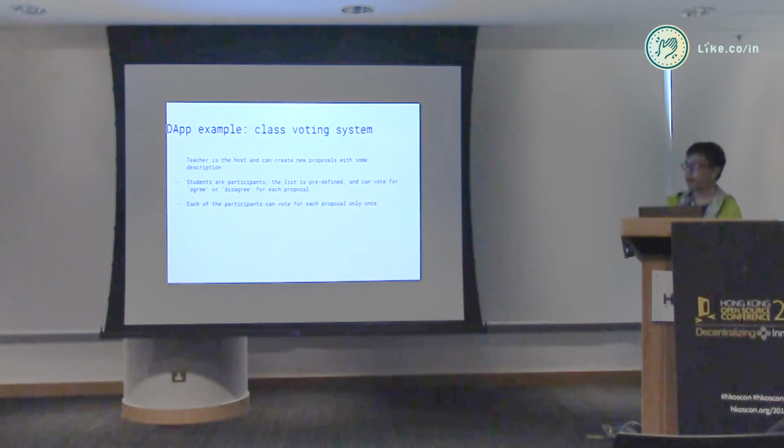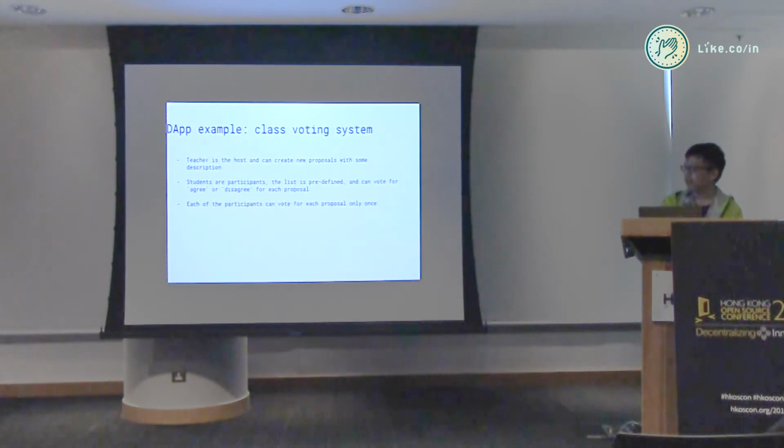Let's talk about an example. Say we are now in a university class. This room looks like a classroom. And the lecturer wants to have some democracy in the class. So he wants to have a voting system, and the students as participants can vote for, say, homework, class schedules.